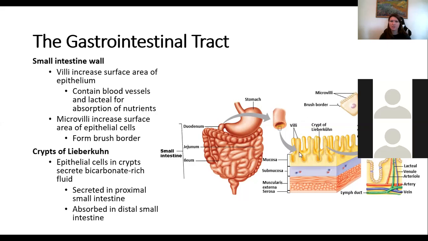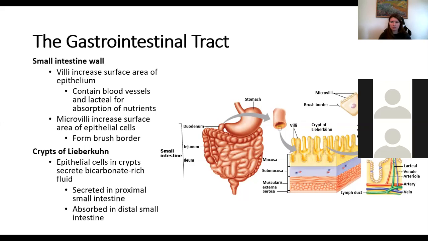We call them villi. They contain blood vessels and something called a lacteal, which is basically an extension of a lymph duct. It contains these for the purpose of helping you absorb nutrients faster. So you have some arterial blood going into your villi, venous blood coming back, and you also have some of your lymph duct going into it.